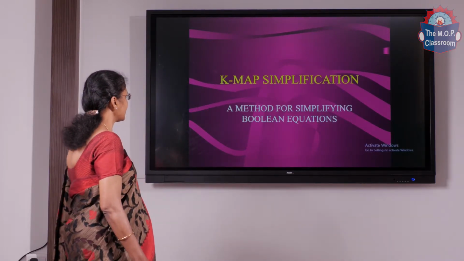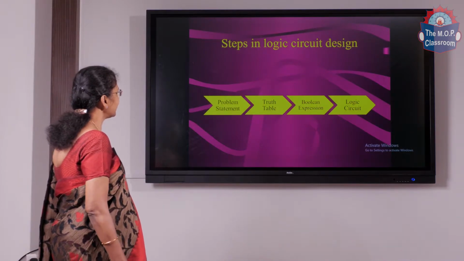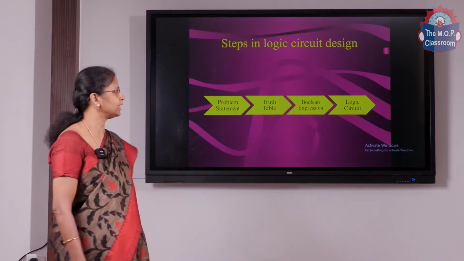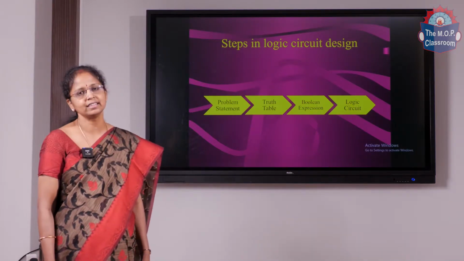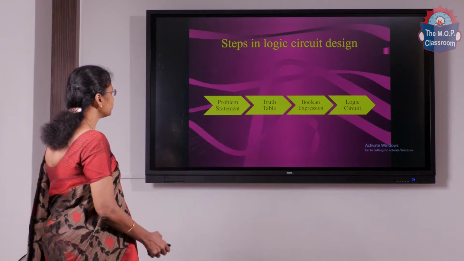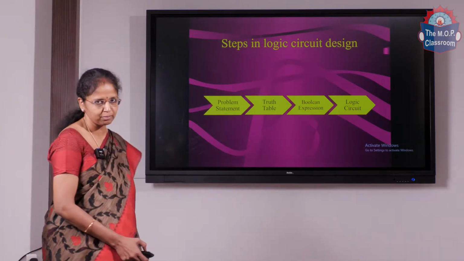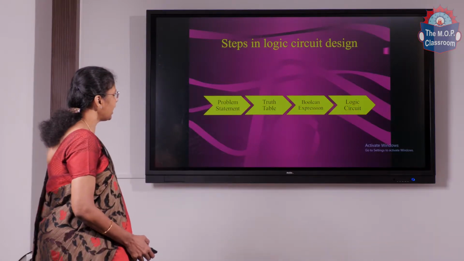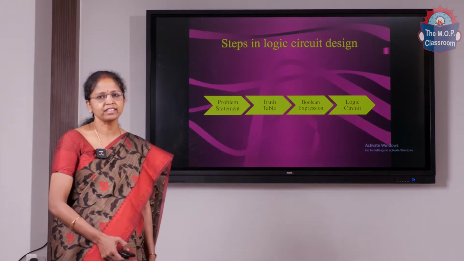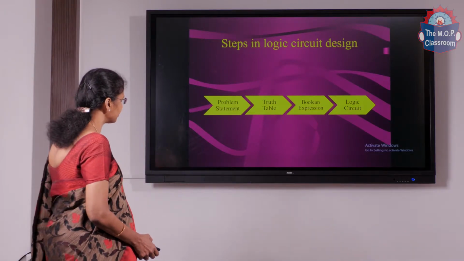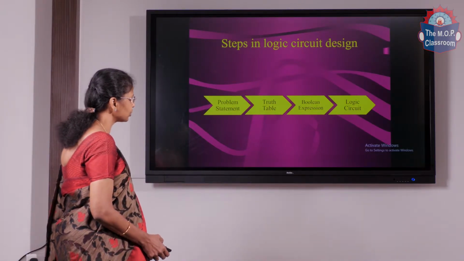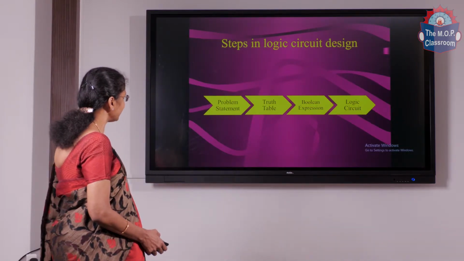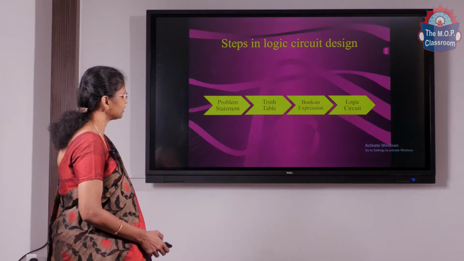So, let us start with a general idea on how to design a logic circuit. We are going to see the steps involved in designing a logic circuit. First, we are given a problem statement. That problem statement has to be converted to a truth table, and we derive a Boolean expression based on that truth table, and we get the final logic circuit for the Boolean expression. This is the process involved in logic circuit design.